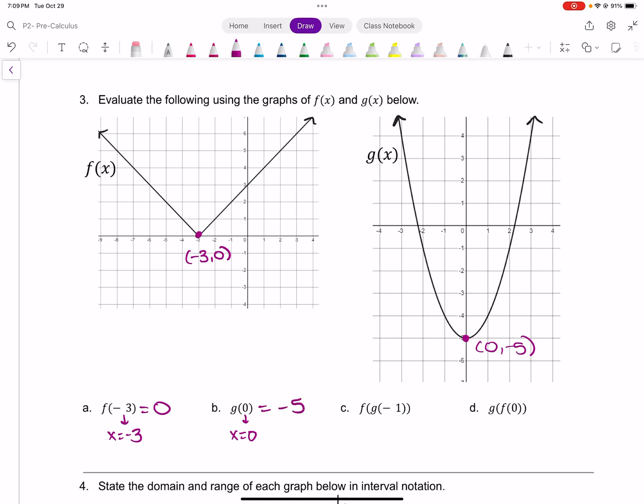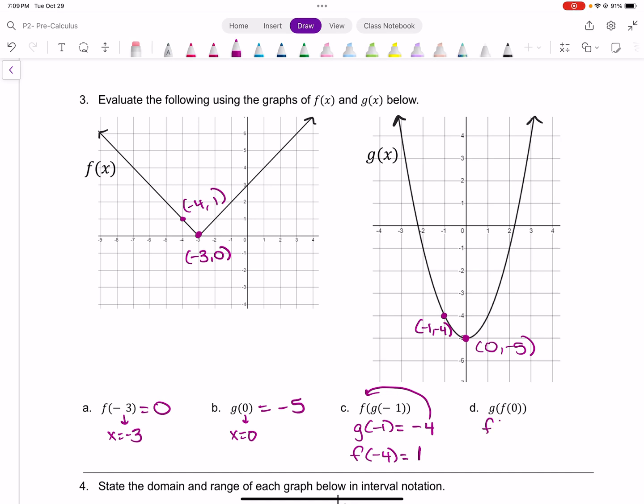For the next one, starting in the parenthesis with g of -1, we have the point -1, -4. So when x is -1, y is -4. There's your answer, which we'll plug into f. F of -4, we have the point -4, 1. So when f has an x of -4, the y is 1, so there's your answer.